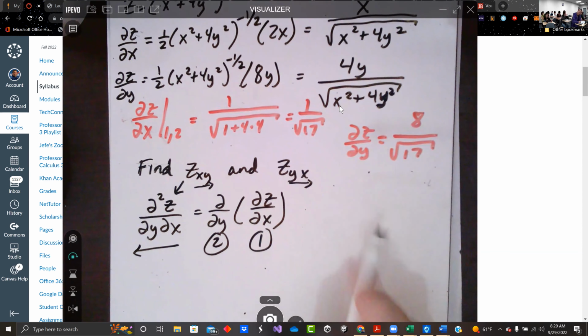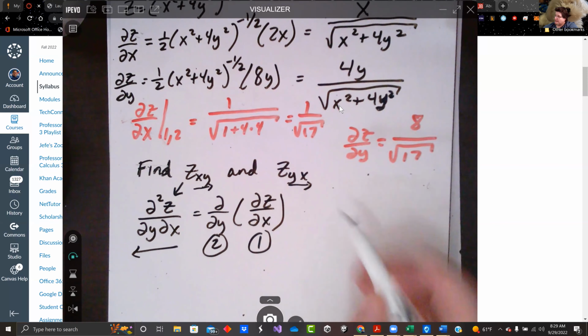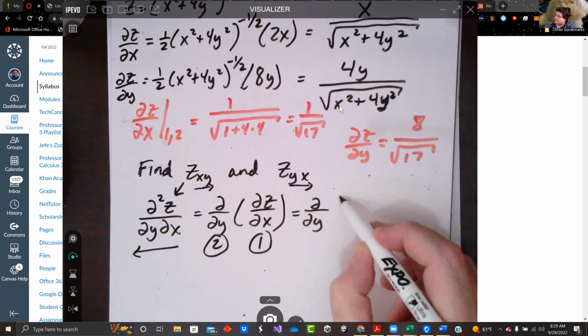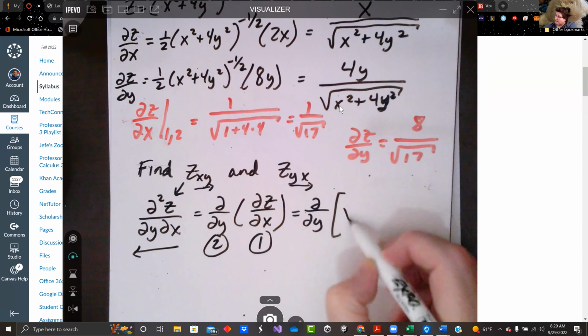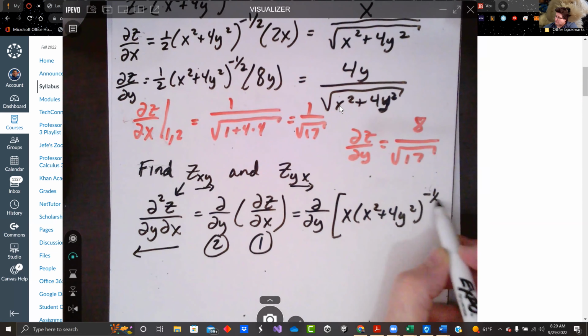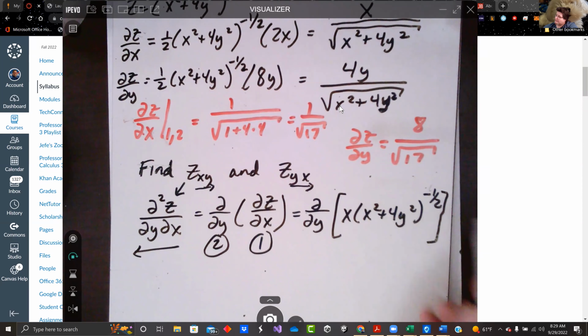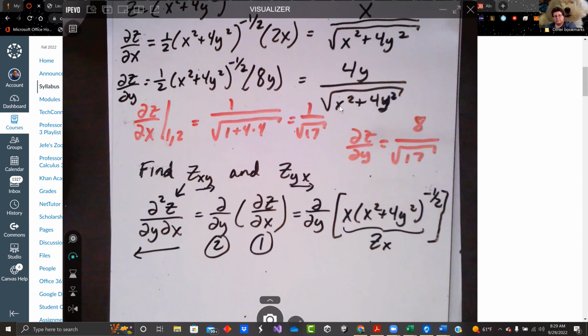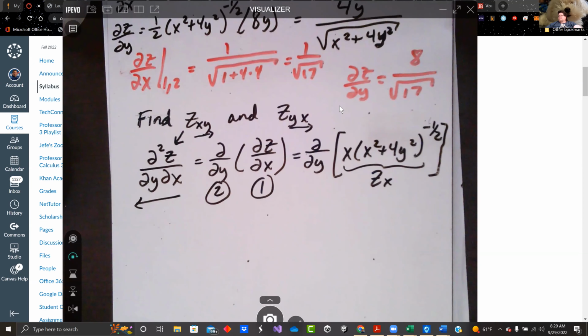So if we're doing d dy of dz dx, this is for the problem we're looking at. That was zx right there. So we're doing d dy of that. Give you a chance to work on that, see what you come up with.